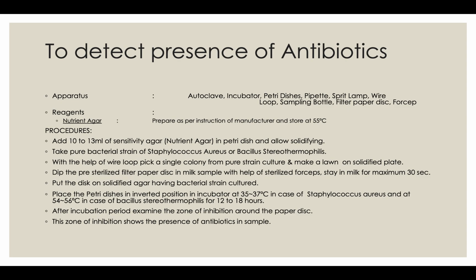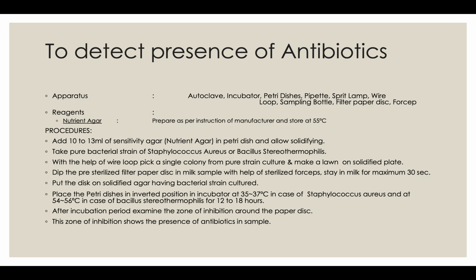To detect the presence of antibiotics in a milk sample, the apparatus required is autoclave, incubator, petri dishes, pipette, separating lamp, wire loop, sampling bottles, filter paper disc, and forceps. The chemical reagent required is nutrient agar.